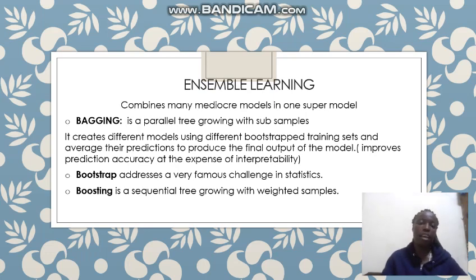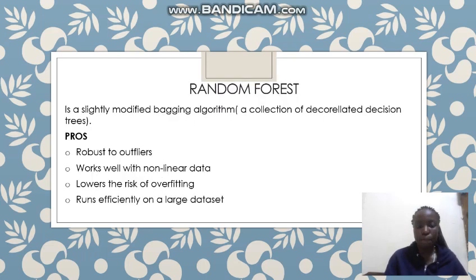Then with ensemble learning, this combines many mediocre models in one super model, and here we shall see that there is bagging, which is a parallel tree grown with subsamples. It creates different models using different bootstrap training sets and average their predictions to produce the final output of the model. This bagging improves prediction accuracy at the expense of interpretability. Then we shall see the bootstrap, which addresses a very famous challenge in statistics, and the boosting is a sequential tree growing with weighted samples.